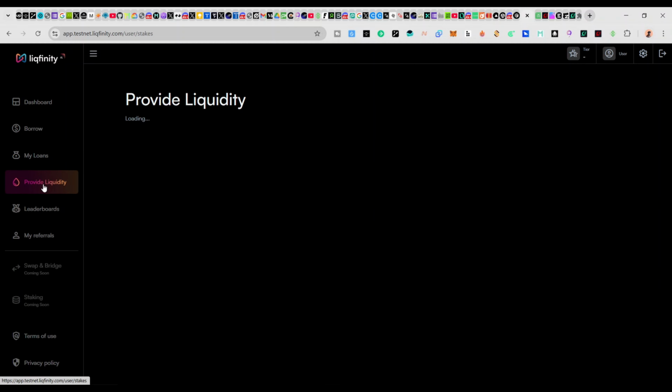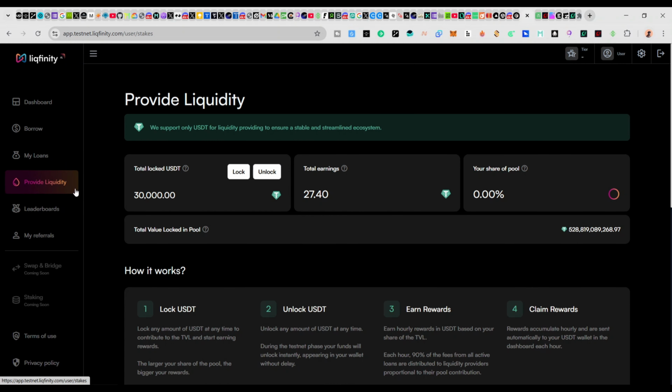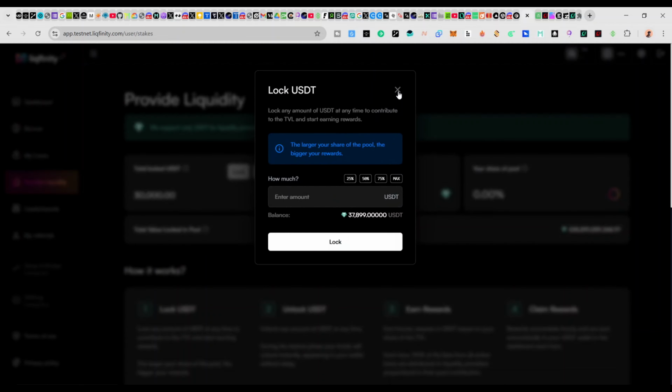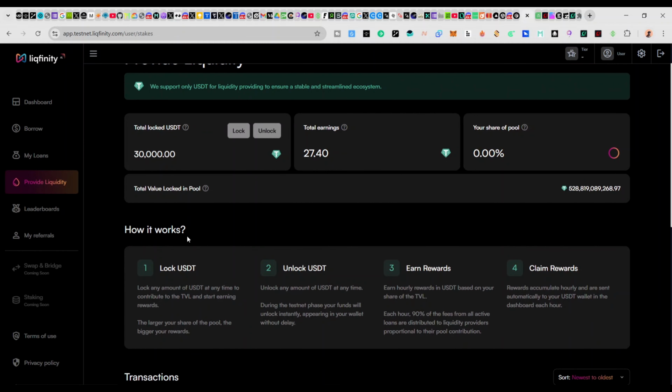So if I click on provide liquidity, currently I have locked in 30,000 US dollars. If I click on more, now let me just close this out and show you guys how it works.